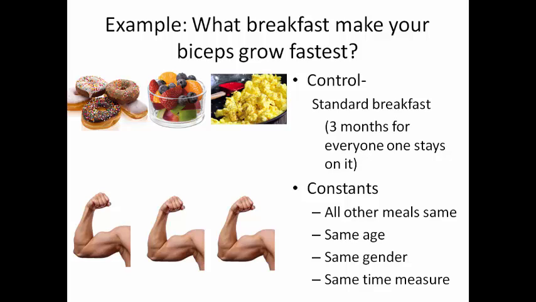And you also want to measure at the same time. And another big one would be maybe the same exercise plan. If someone's doing more exercise, their biceps are probably going to grow differently or more than someone who's doing less exercise. Those are all constants. The control is the person that has all of the constants. But the constants are each individual item that must stay the same between everybody involved in the experiment.